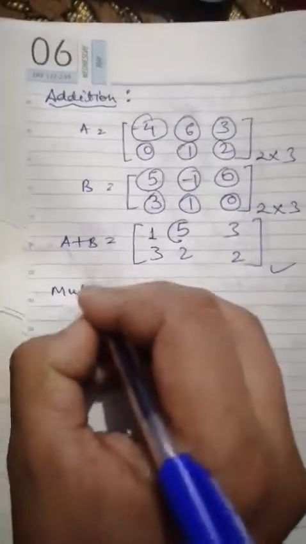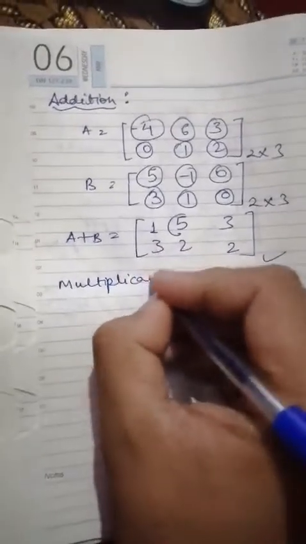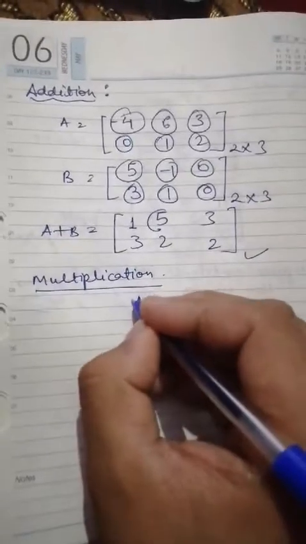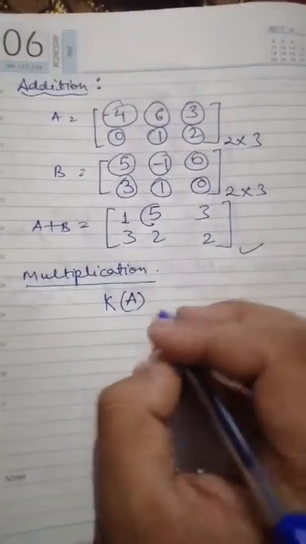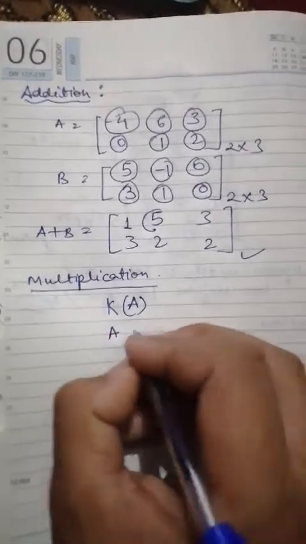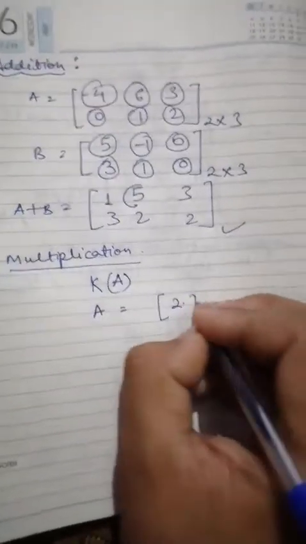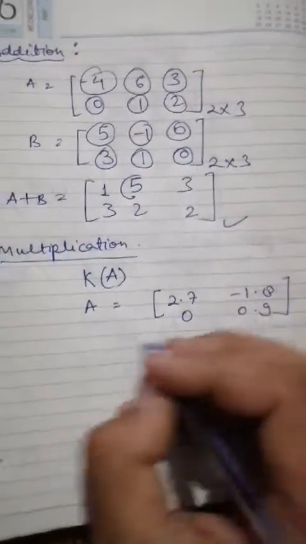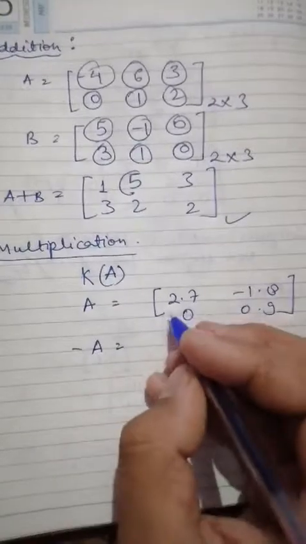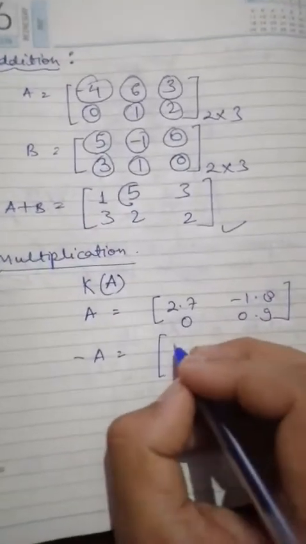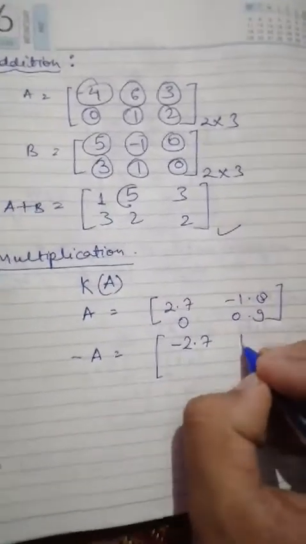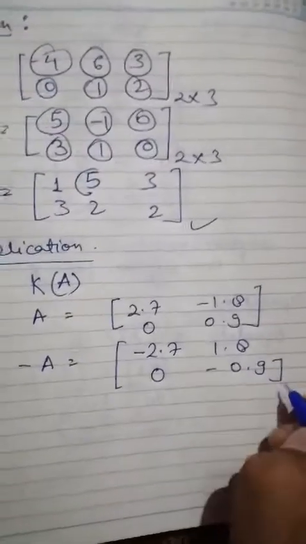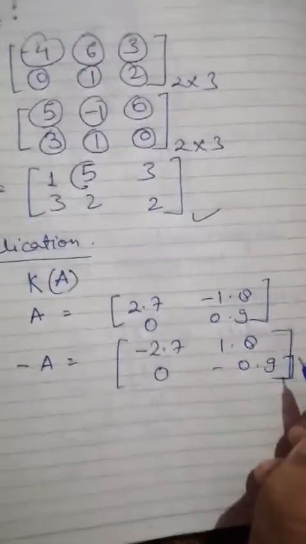Now let's study multiplication. First we will study multiplication of a matrix by a constant or a scalar. Suppose our matrix A is [2.7, -1.8; 0, 0.9]. Then minus A will simply be -1 times this matrix, which equals [-2.7, 1.8; 0, -0.9].